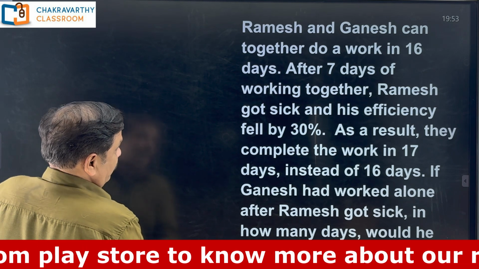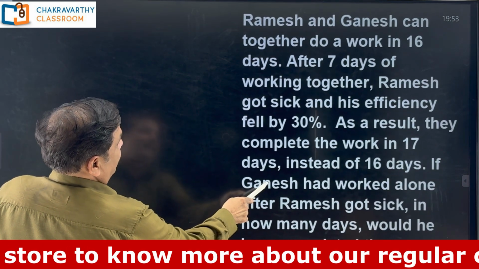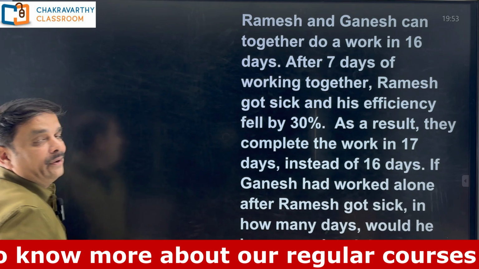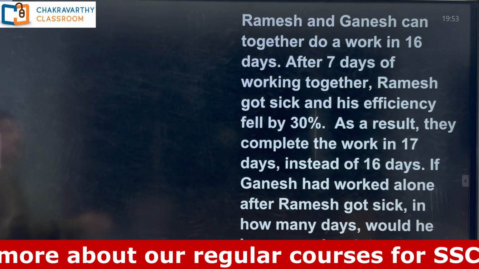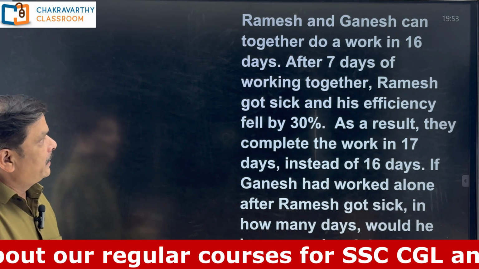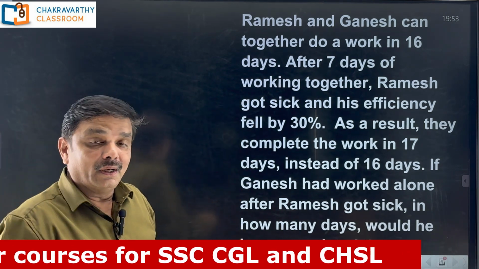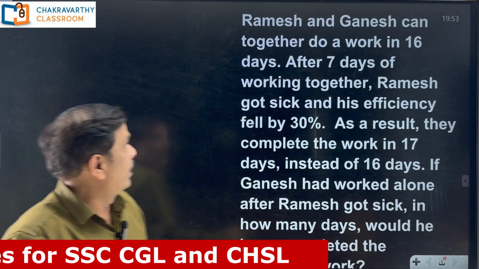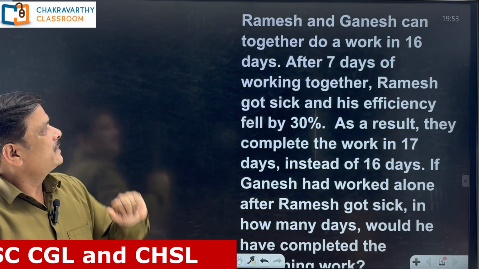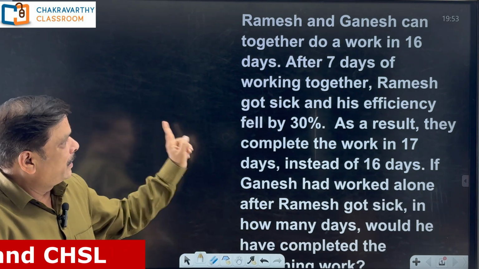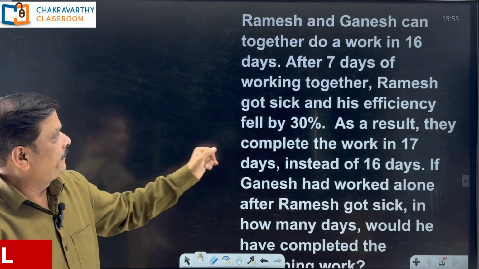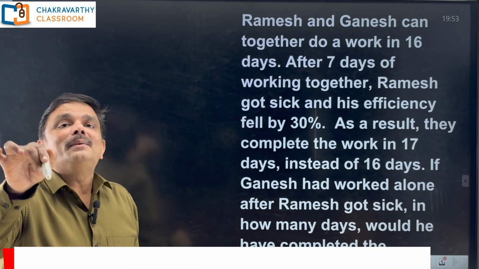First, try to read the question properly. Try to understand that. Make a blueprint and finally go for the solution. What they have given: Ramesh and Ganesh can together do a work in 16 days. Simple, not individually. Together they can do a work in 16 days. After 7 days of working together, Ramesh got sick and his efficiency fell by 30%.